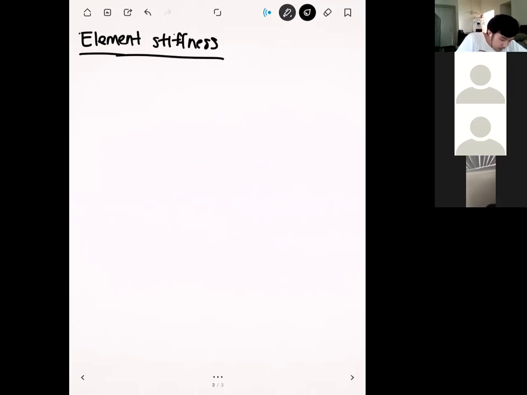All right. So let's go about and solve this in the same way that we did before. So first, we're going to start with the element stiffness matrices. Okay, so let's start with element A.